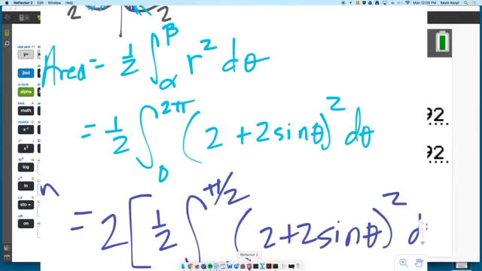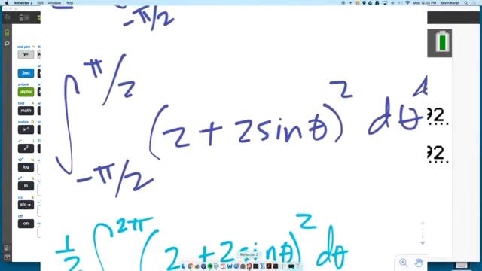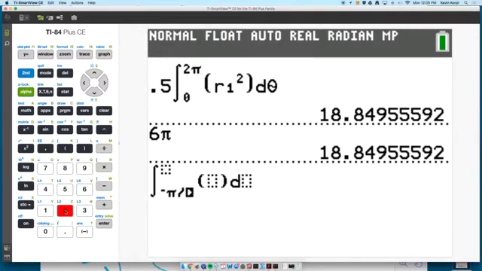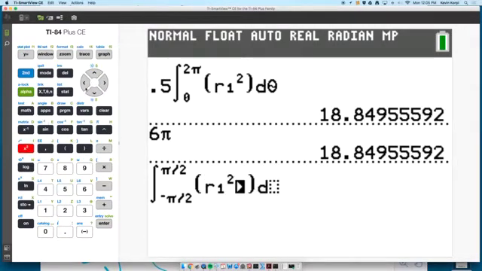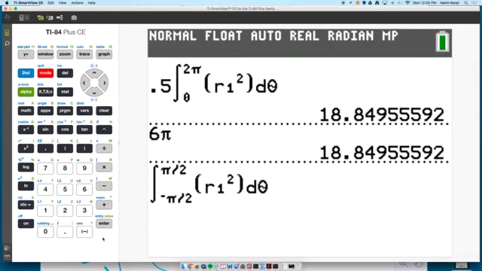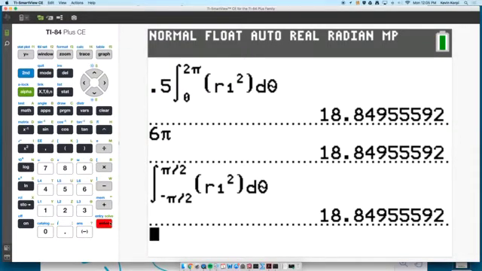All right, let's type in the other one that used the symmetry. This one right here, negative pi halves to pi halves. Should be the same. This time there was nothing out front, so it's just math 9, negative pi halves to pi halves. And our function is still r squared, so it's still alpha trace number 1 squared d theta. And I hit graph. Nice. You get the same thing.